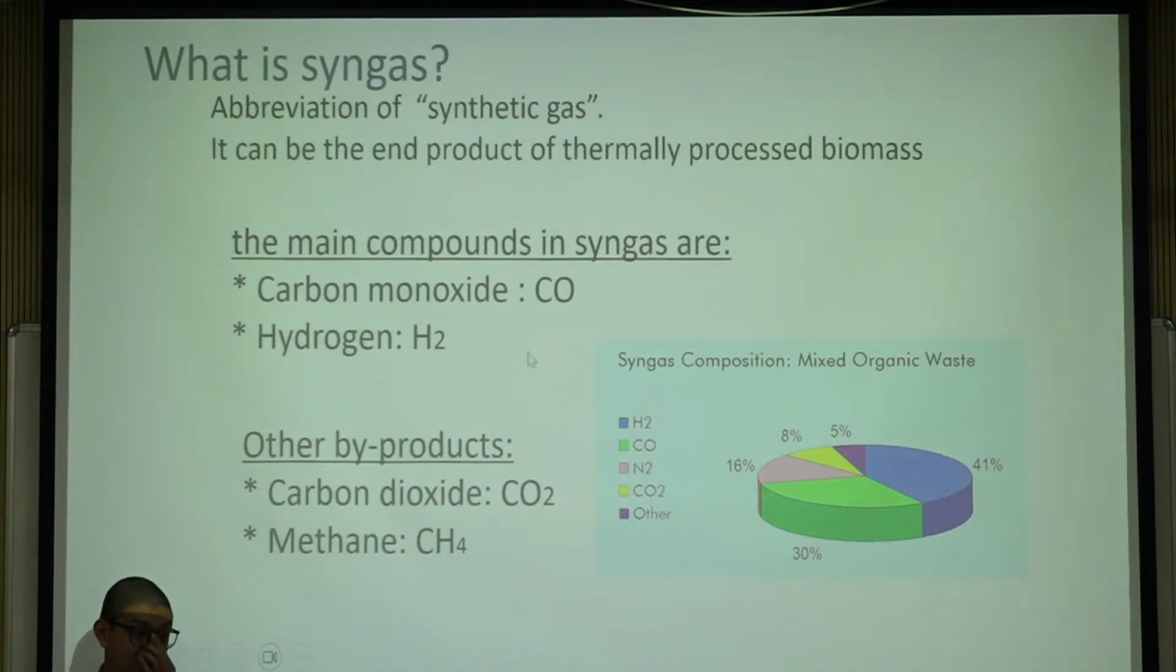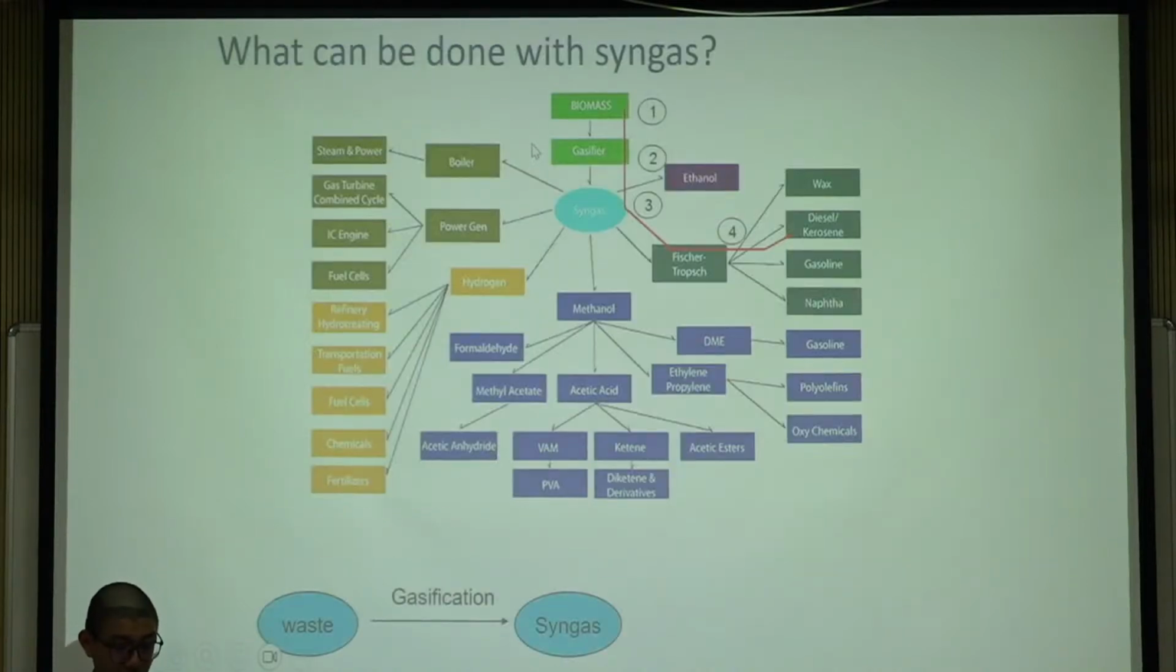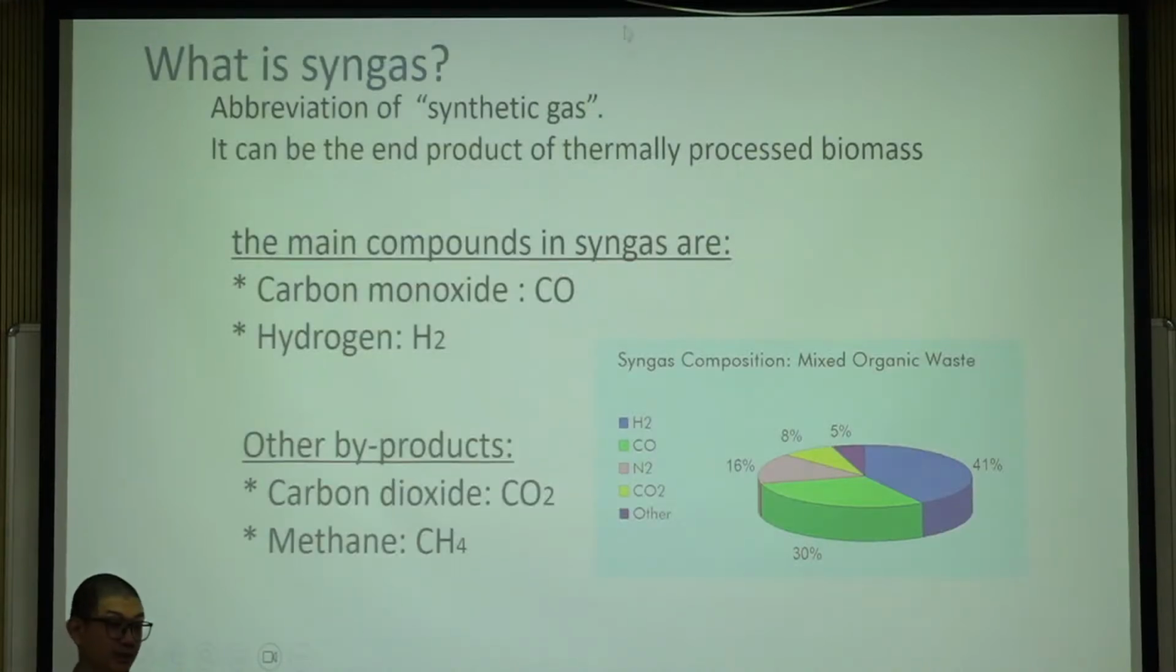Syngas, what is syngas? It's a synthetic gas that, as I told you, goes through a thermochemical process from biomass. The main products will be CO and CO2 and also hydrogen. Sometimes it will produce some methane also, and also CO2.